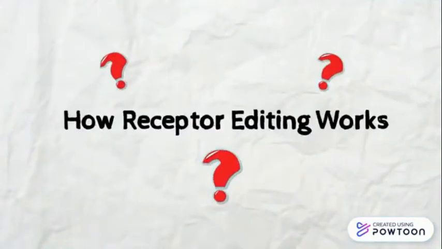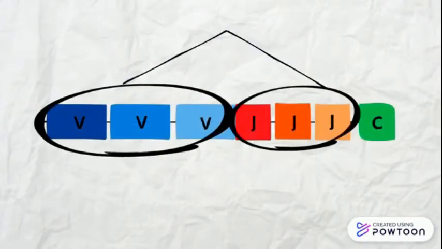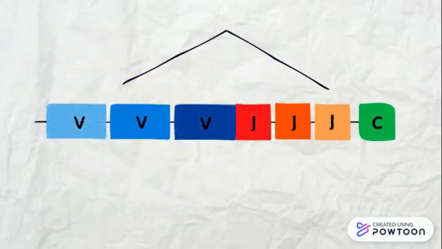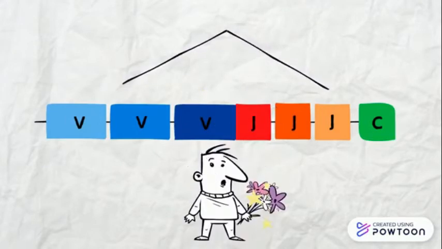How does receptor editing work? What actually happens in receptor editing is that the V and J genes in the light chain of the antigen receptor are modified into a different arrangement, therefore causing the receptor to have a different specificity and not recognize self-antigen on the self cell anymore.